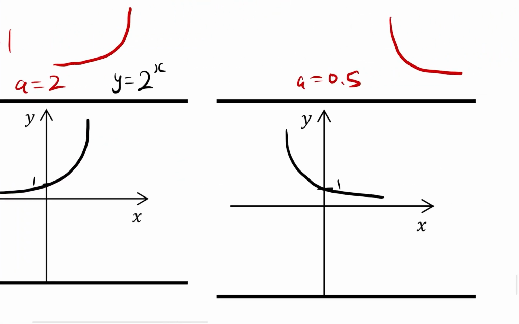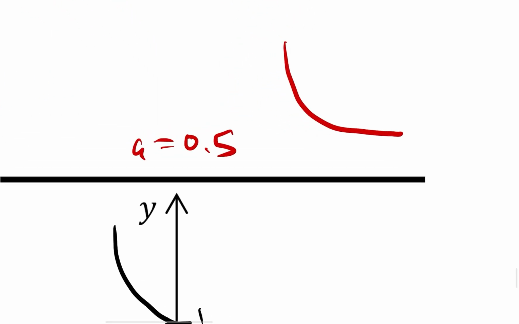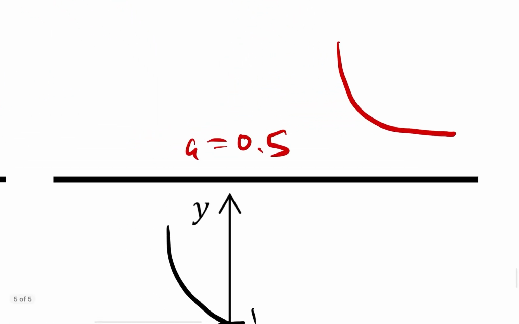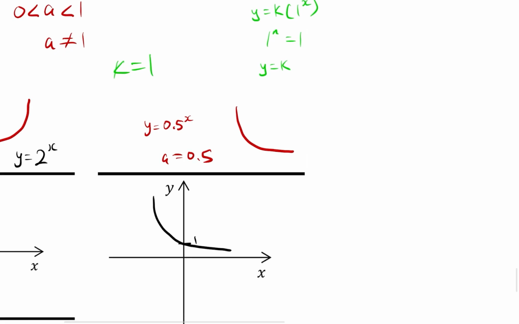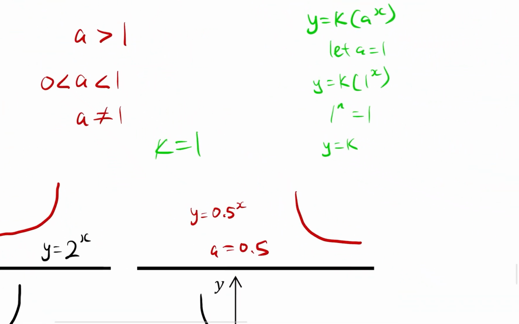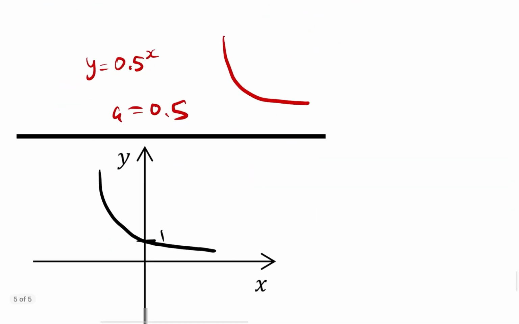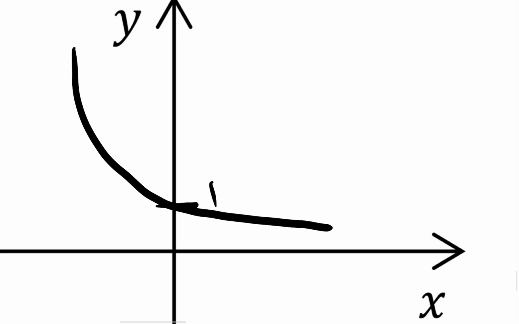Yeah? Now, this is a different one. If I let a equal 0.5, that will mean that my graph will be y equals 0.5 to the power of x. Okay, so same thing as before. We have to identify 0.5 is in between 1 and 0. So therefore, it will be an exponential decay. So it'll look something like this, and same as before, since my k is 1, it'll cut through the y-axis at 1.